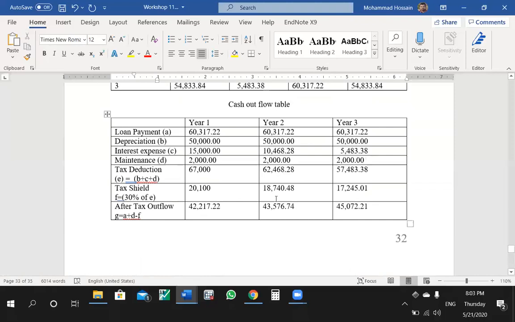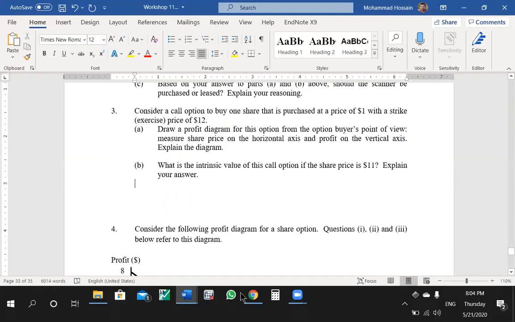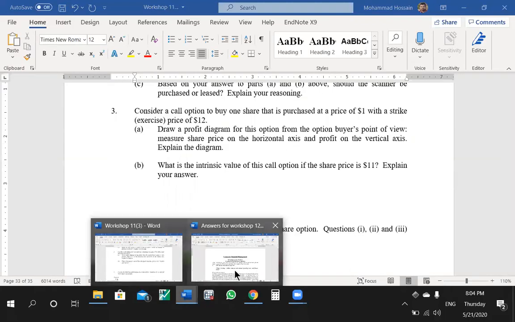Now this says here, I'll show this one very quickly. Consider a call option to buy one share. This is a very straightforward formula, nothing else. This will go in here.